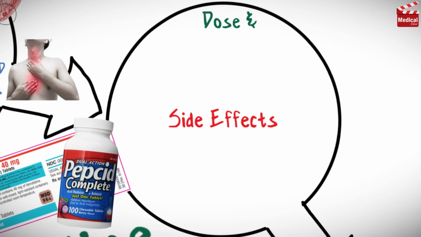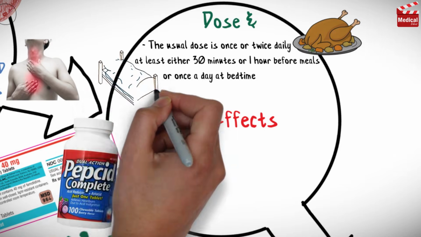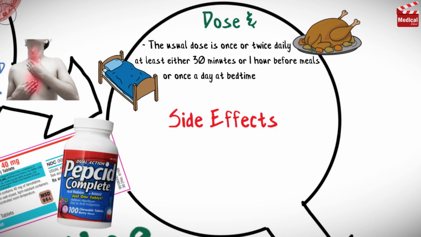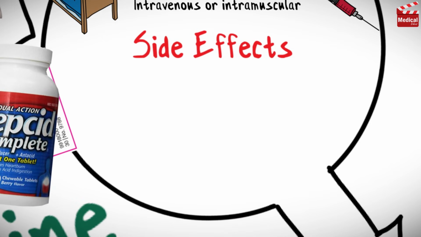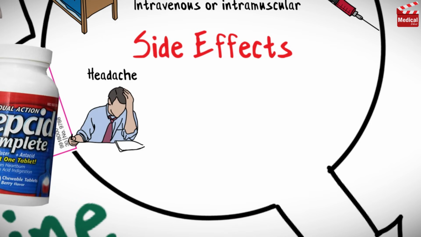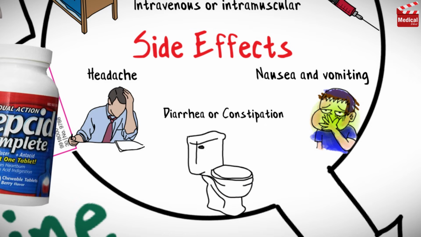The usual dose of famotidine is once or twice daily, at least either 30 minutes or 1 hour before meals, or once a day at bedtime. It can also be used as an intravenous or intramuscular injection. Common side effects of famotidine include headache, nausea and vomiting, diarrhea or constipation.